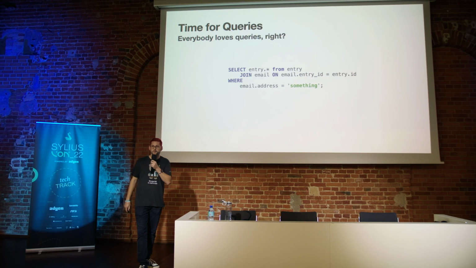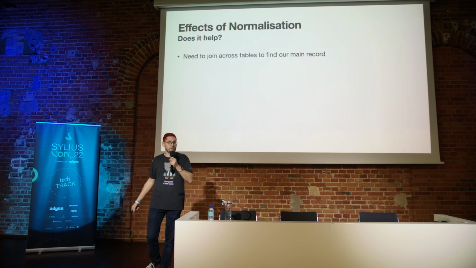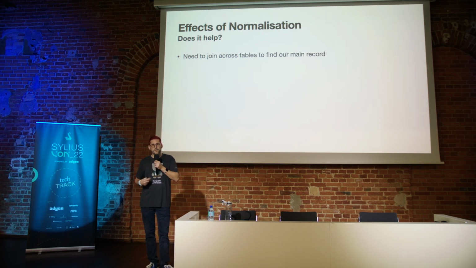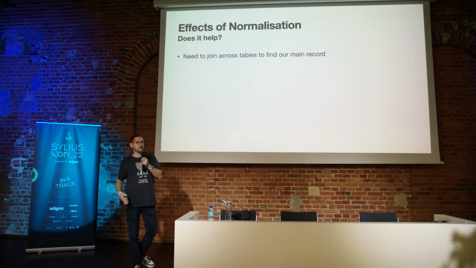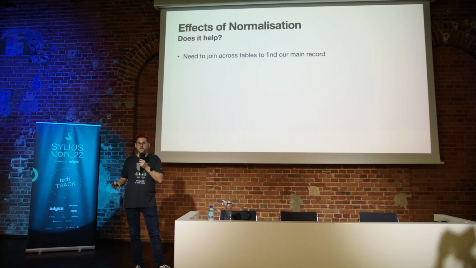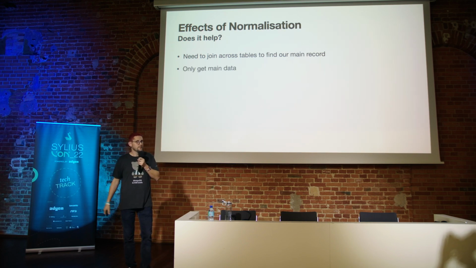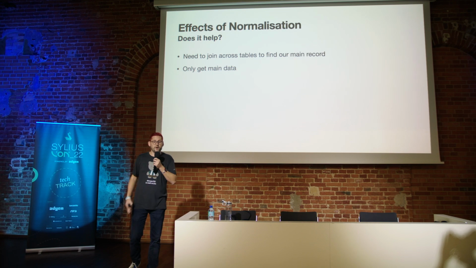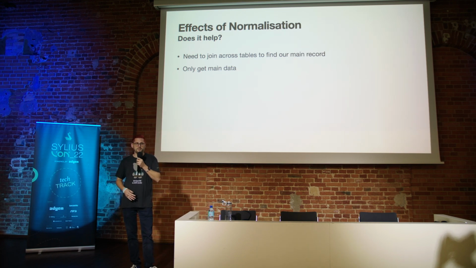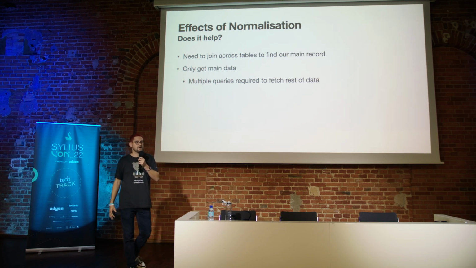This is good. We've done it. Perfect. What's the problem with it? Well, first of all, we now suddenly have to join to a separate table to find our main record, which is already not optimal, but I mean, we've done it for the past 50 years. We can keep doing it. We're also only going to get our main record back. All the email addresses, everything else, we're going to have to run extra queries to get them.